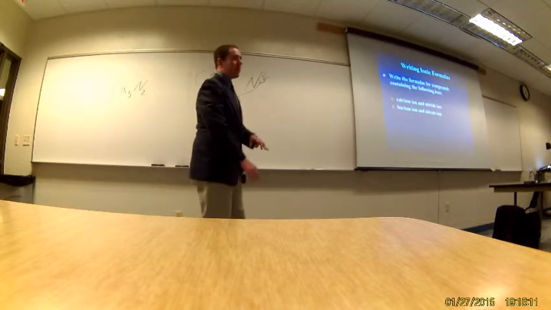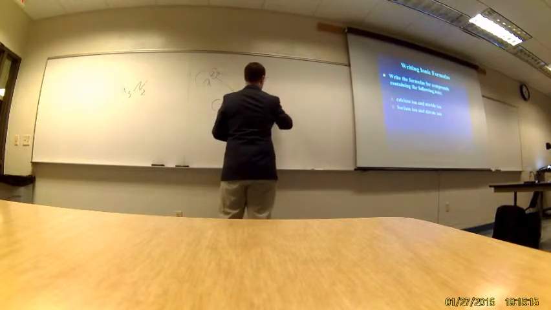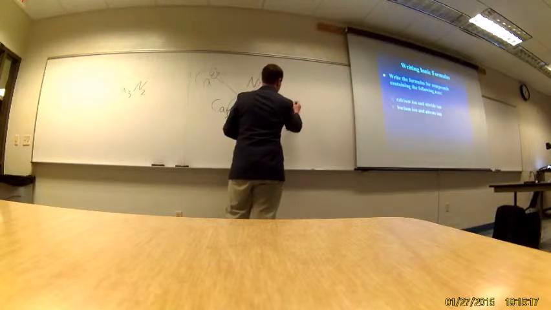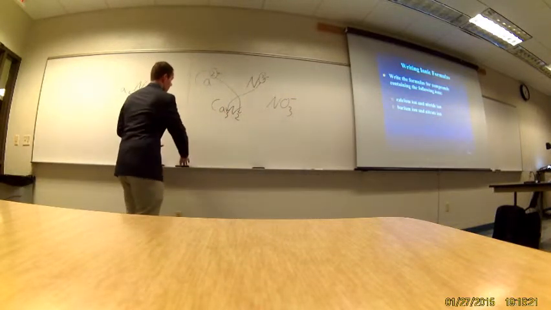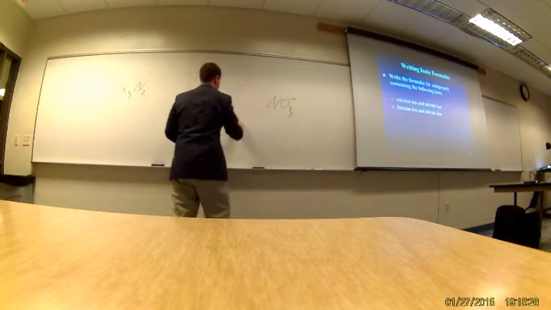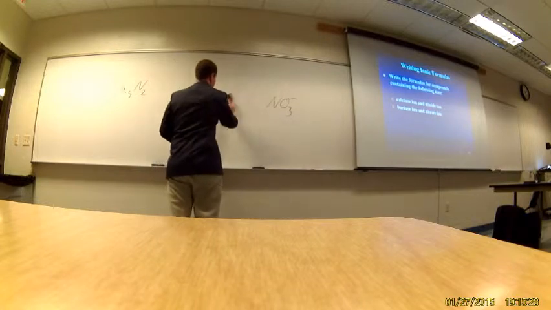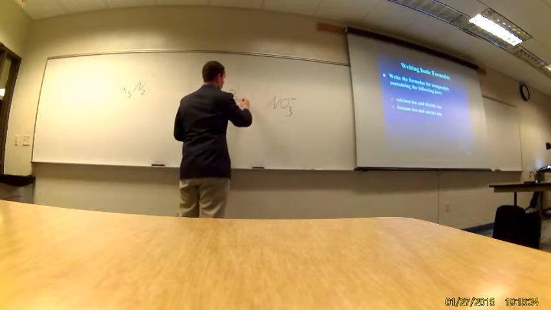You haven't had a chance to memorize the polyatomic ions yet. So nitrate is NO3 minus. Okay? So what's the formula for barium nitrate? Ba, parentheses, NO3.